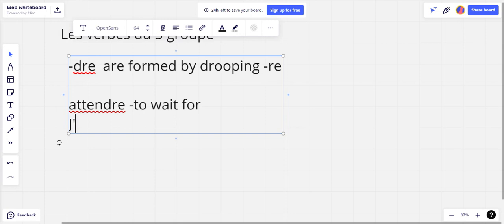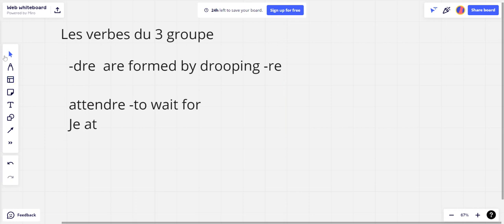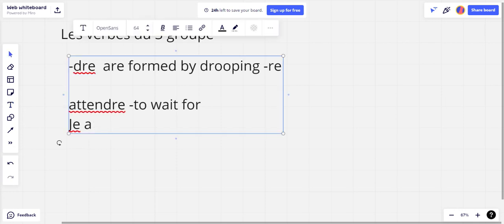Why is it happening? It is because if it is je and then you put this base, you see that je ends with an e, which is a vowel, and the other word, attend, starts with an a, which is again a vowel. We can't put two vowels together, so we cancel out the e, and instead we put this apostrophe.